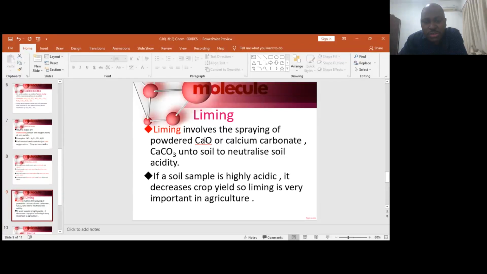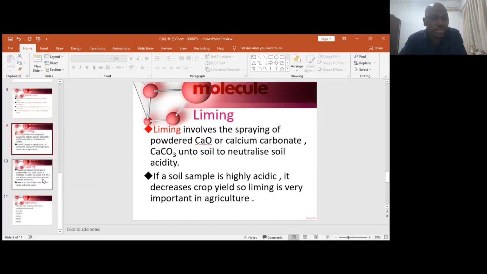But calcium oxide will dissolve in soil water. If you have excess of it, it will make the soil become alkaline, which is also not good. So you should know this. You should know what liming is. We also use this process to treat acidic industrial waste.